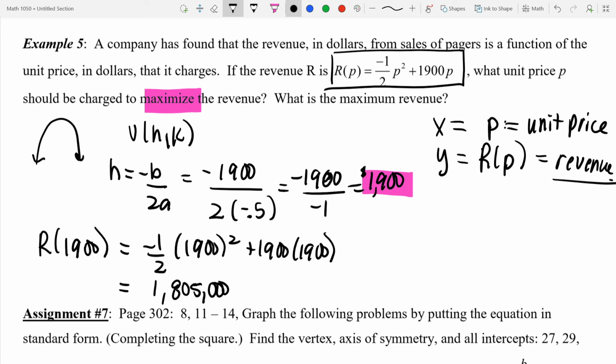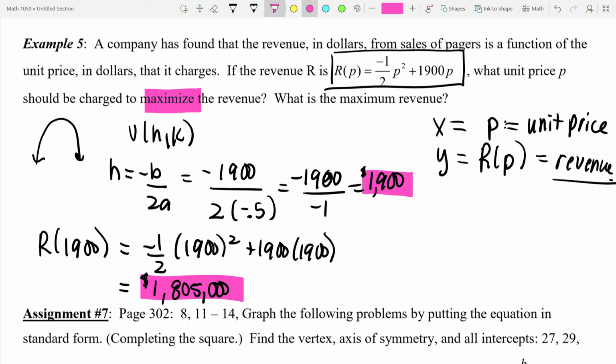1,805,000. What's my label? Dollar sign. What does it stand for? The most money that this company can make. 1.8, a little over $1.8 million. We're done.